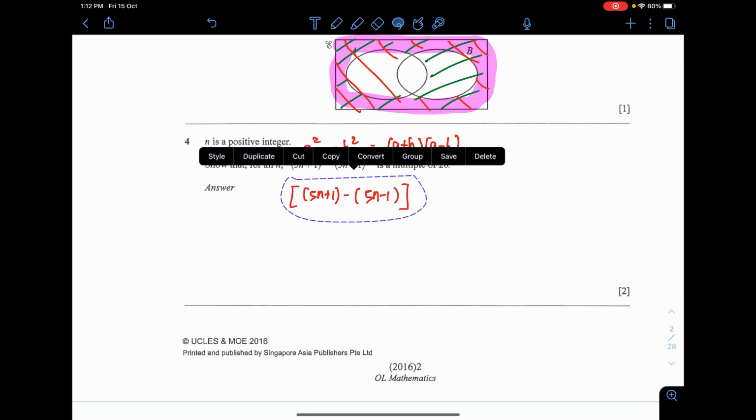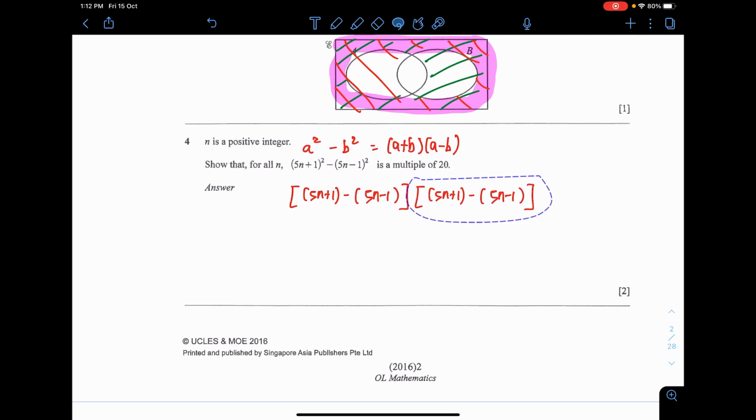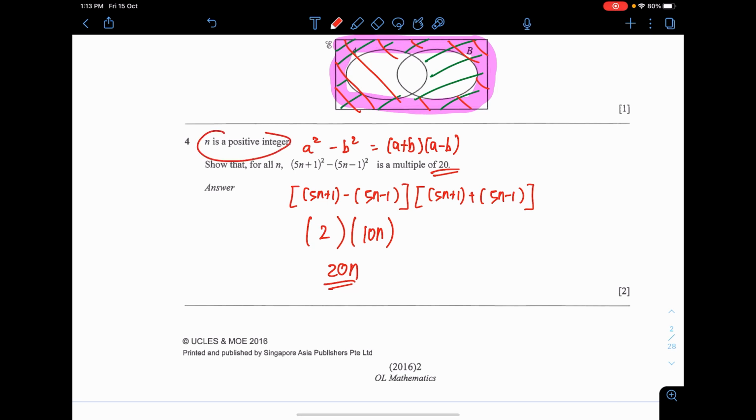Yeah, and then I just duplicate this, but this time it's a plus. So the first bracket, 5n minus 5n, gone. 1 minus negative 1 becomes 2. The second bracket, 5n plus 5n is 10n. 1 plus negative 1 is gone. So I'm left with 20n. And that tells them this is a multiple of 20, because it's 20 times n, and n is a positive integer.